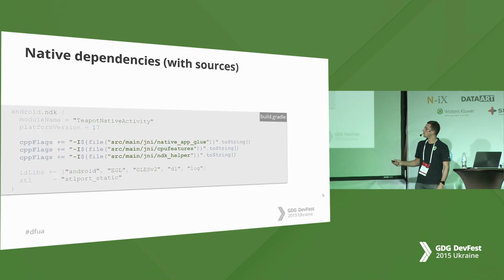So here it's from the teapot sample. I've shown the debug through. So you see module name, it's teapot native activity, platform version 17, because I want it to run on 17 and onwards. And in CPP flags, here I define the path to the include directory I want. So through these CPP flags, you define where your includes are, not where the sources are. All the sources are automatically compiled if they are under the JNI folder anyway.